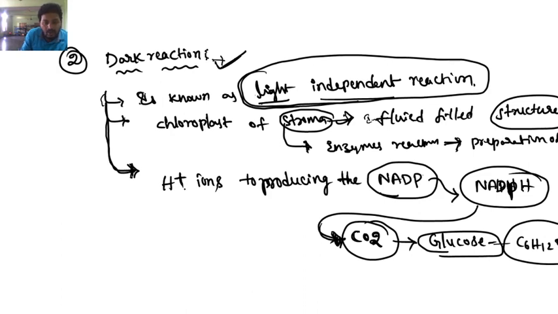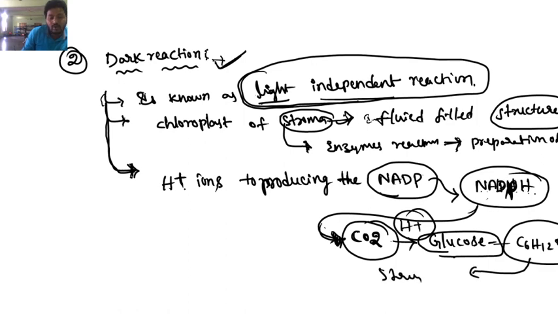NADP means nicotinamide adenine dinucleotide phosphate. It forms into NADPH, nicotinamide adenine dinucleotide hydrogen phosphate. It connects with carbon dioxide and hydrogen, and then it is formed into glucose. What is the formula of glucose? C6H12O6. And then how does it form into starch?